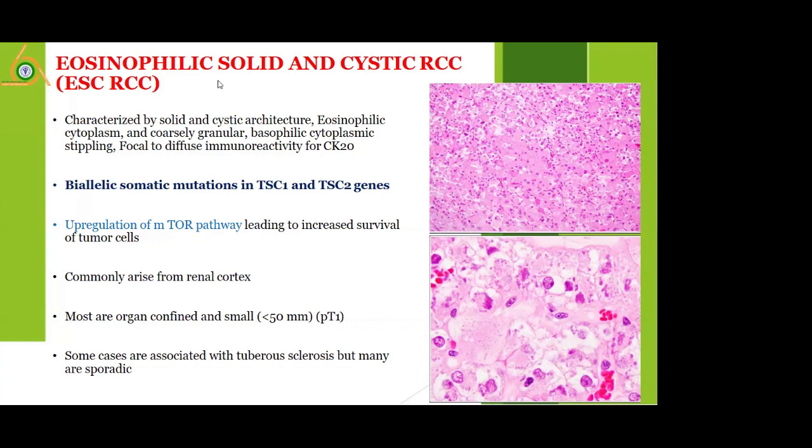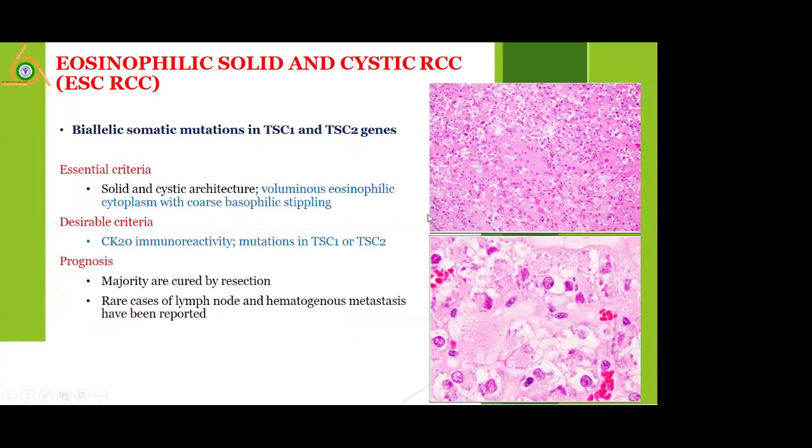They are usually associated with mutations in TSC1 and TSC2 and are associated with tuberous sclerosis and upregulation of the mTOR pathway. Next slide. So essential criteria is you should have voluminous eosinophilic cytoplasm with basophilic stippling. Okay, so this is essential criteria. And another thing which is important to remember is these kind of tumors, in published literature till now, almost all of these cases have shown CK20 immunoreactivity or positivity.